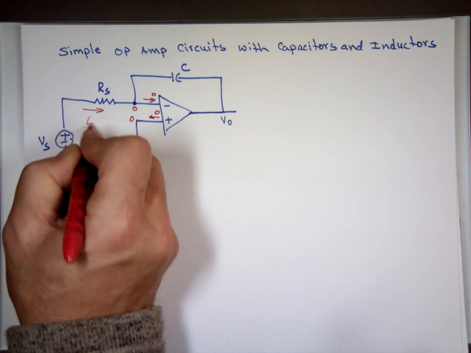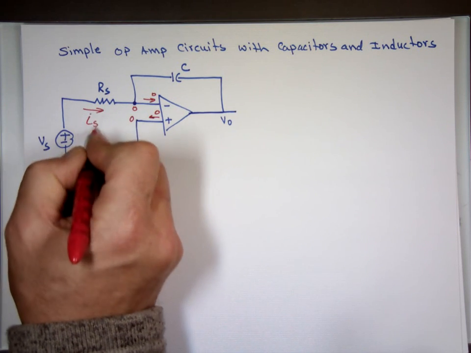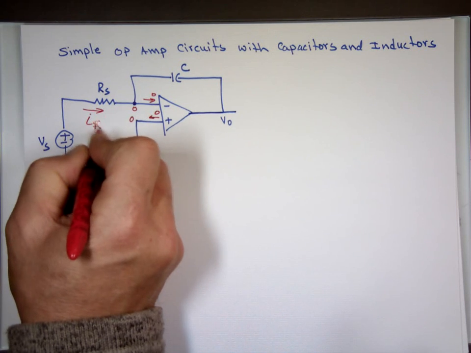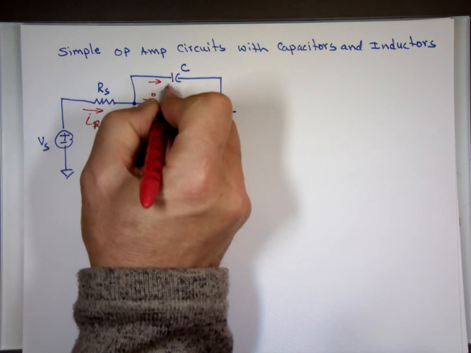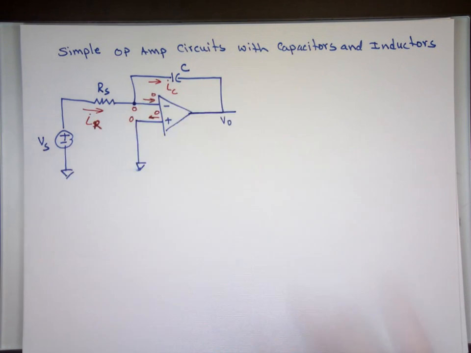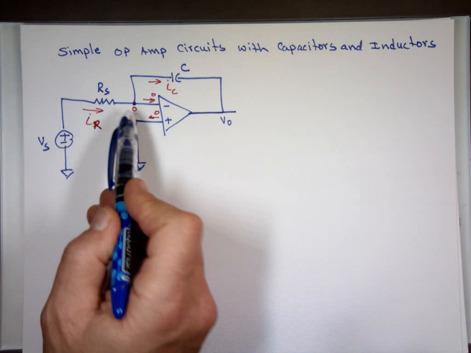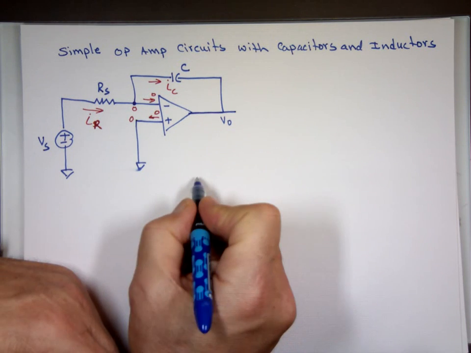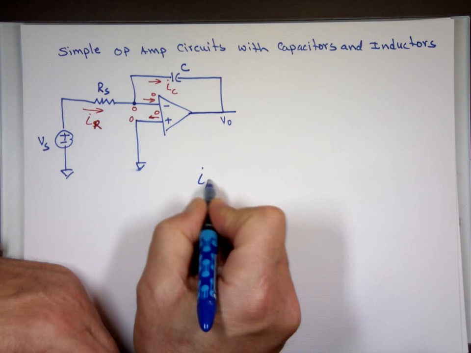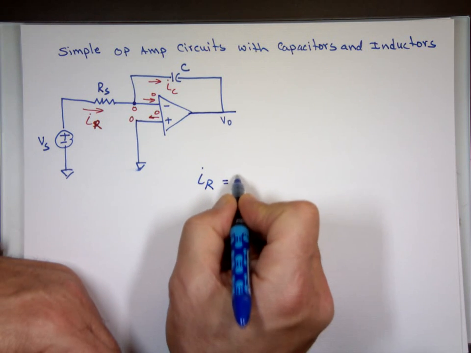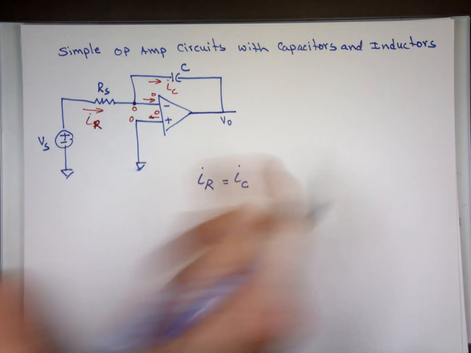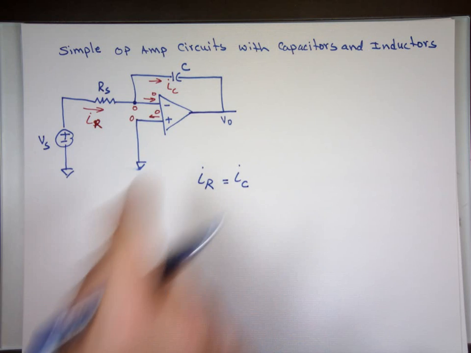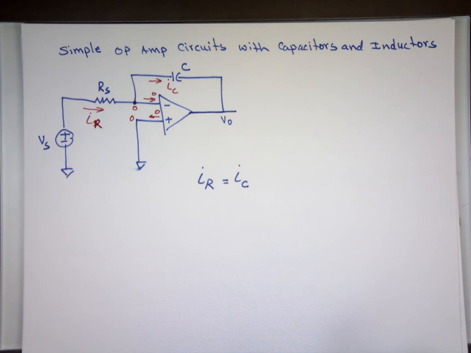Let's assign current in any direction that you want to. We'll call this I sub S or I sub R through the resistor, and we'll call this current I sub C. It doesn't matter what direction. KCL at this node says what? All the current entering that node should equal all the current leaving that node. What's going to it, I sub R, and what's leaving, I sub C.